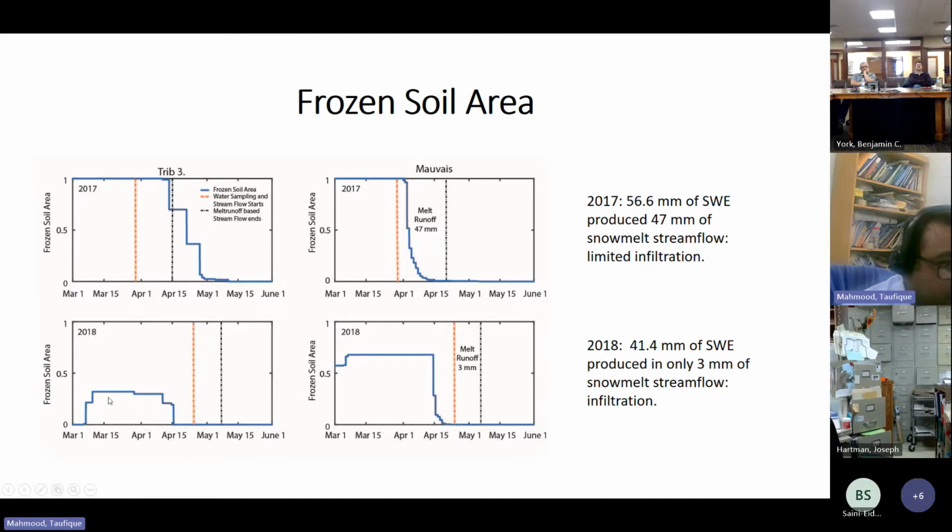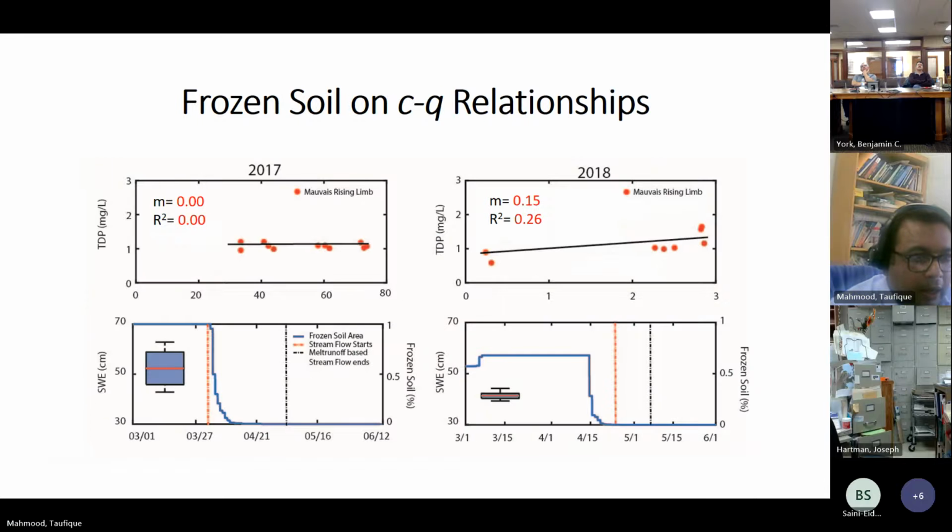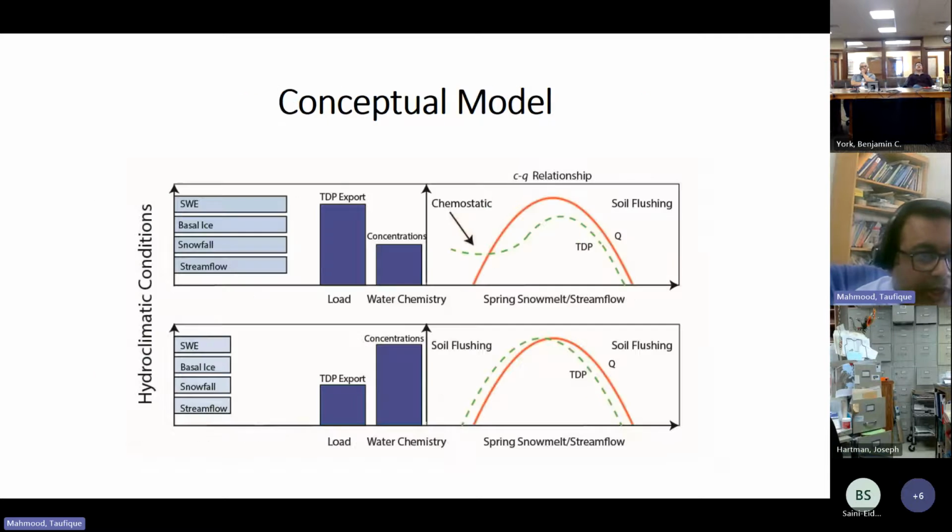In contrast, in the wet years, the frozen soil area never got to 100%. Only part of the watershed was frozen. This is for Trip 3 and the Mavekuli Basin, and as a result you see that the melt runoff is only 3 millimeters here and 47 millimeters there. There is more opportunity for the melt to infiltrate and also come in contact with the agricultural soil. Again, there is a similar phenomenon here for the concentration and streamflow relationship.